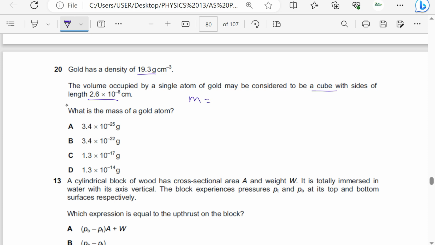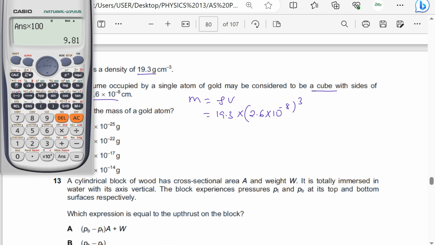So mass is going to be density times volume. The density is 19.3 grams per centimeter cubed. Then the volume is going to be 2.6 times 10 power minus 8, but this is raised to power 3 because it is a cube. So I'll just press my calculator.